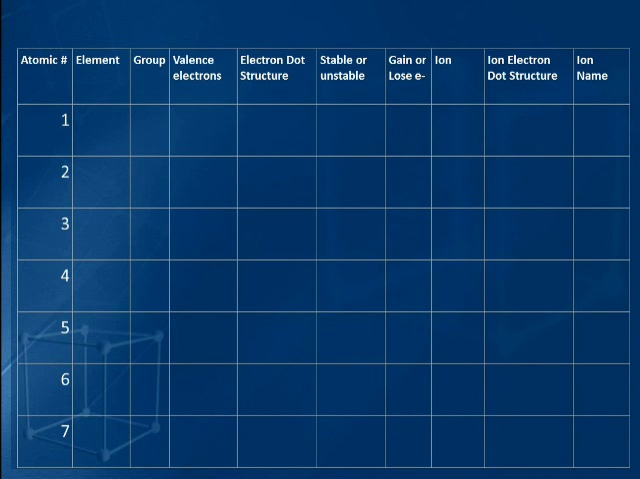Let's start. We're going to put an element, and we're going to show the group, valence electron, dot, blah, blah, blah. Just cut that out.